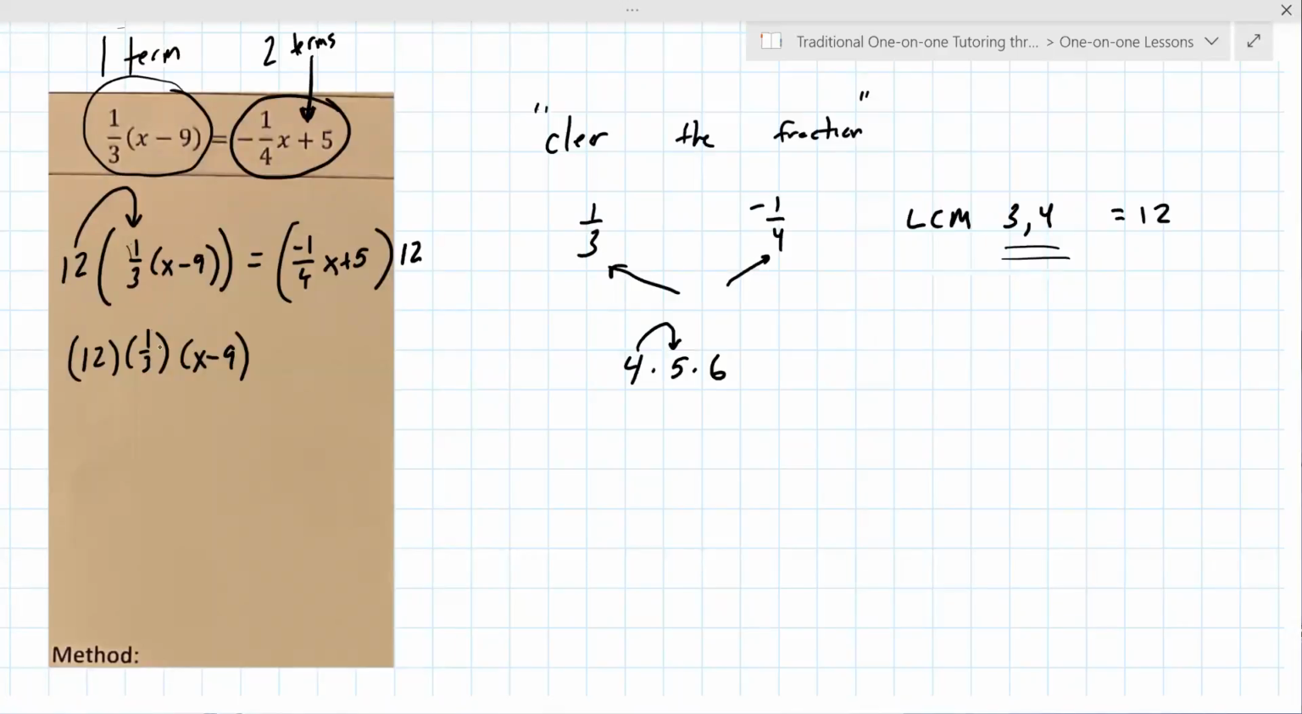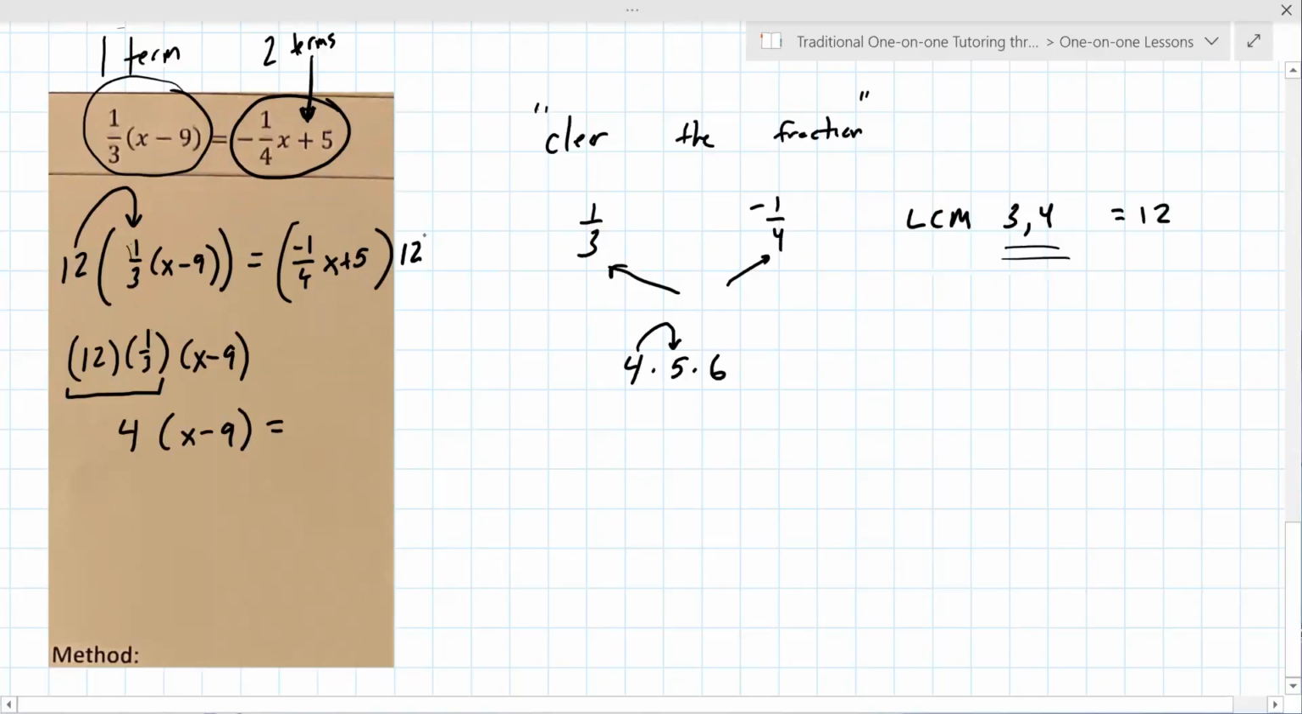12 times 1/3 is 12/3. That's right. And what does that reduce to? 4. See how quickly you were able to do that? That's because you were paying attention. Okay, so there's more here.